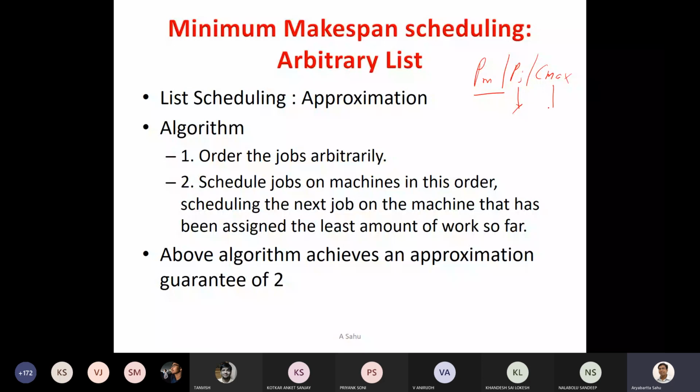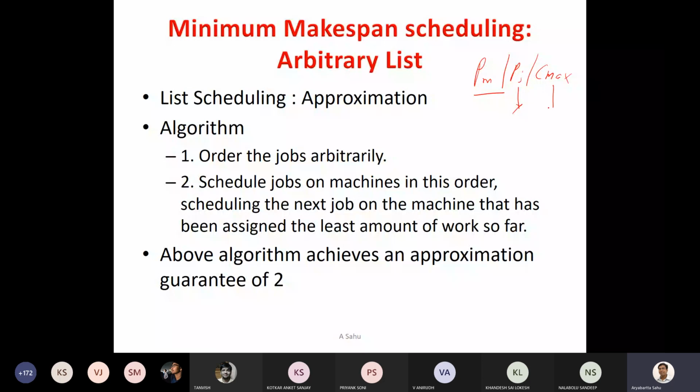So take a job, and order the jobs arbitrarily. So no ordering is defined. Take the jobs arbitrarily, and one after another, take a job and simply schedule it to the machine which has the least amount of work assigned so far. So this is the least loaded one. And this process repeats till all the jobs get assigned.